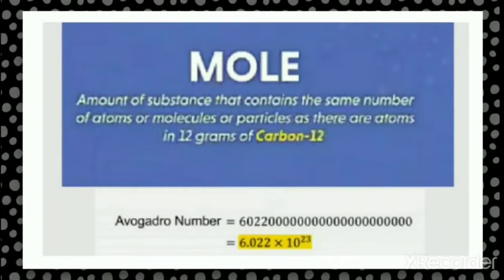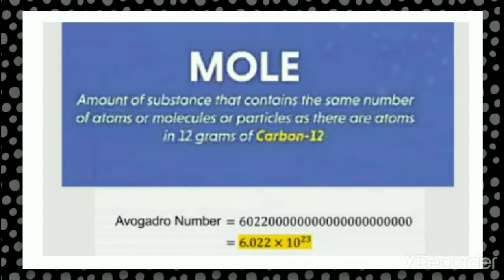What is a mole? As we have discussed in the previous video, it is the amount of substance that contains the same number of atoms or molecules or particles as there are atoms in 12 gram of C12 isotope. That means 1 mole is equal to 6.022 into 10 raised to the power 23. As I told you, one dozen means 12. Similarly, 1 mole represents a number, that is 6.022 into 10 raised to the power 23. And how do we obtain this value? From finding out the number of atoms in 12 gram of C12 isotope, and that number of atoms is given as 1 mole.